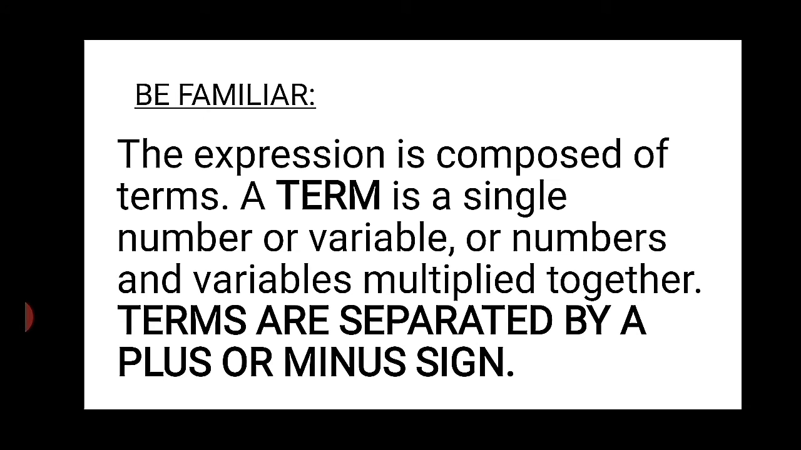So, next. The expression is composed of terms. It can be composed of one, two, three, or many terms. Now, what is a term? A term is a single number or variable. It can be a number, a variable, or a combination of a number and a variable, or numbers and variables multiplied together. We can only count the terms if they are separated by a plus or a minus sign. The operations we use are addition and subtraction, or the sum or difference, to know how many terms are in an expression.